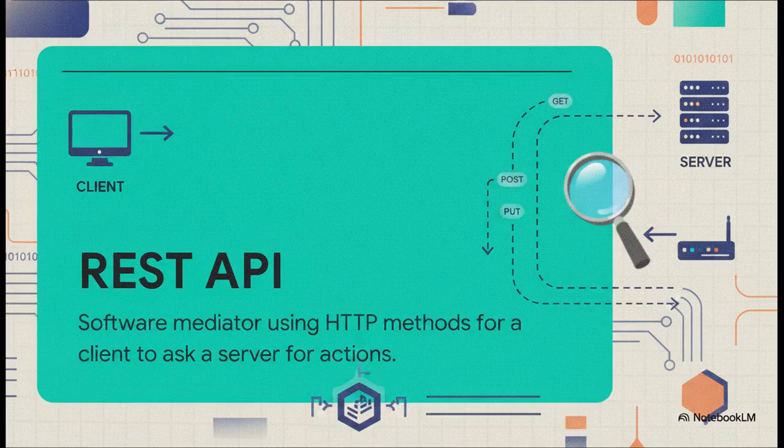So, what exactly is the software mediator that replaces our clunky human command line? Enter the REST API. It's actually fascinating because it simply leverages the ubiquitous HTTP methods we already use on the web to allow our automation scripts to ask a router or a controller to take an action. It's the ultimate bridge, seamlessly connecting two completely distinct software systems.